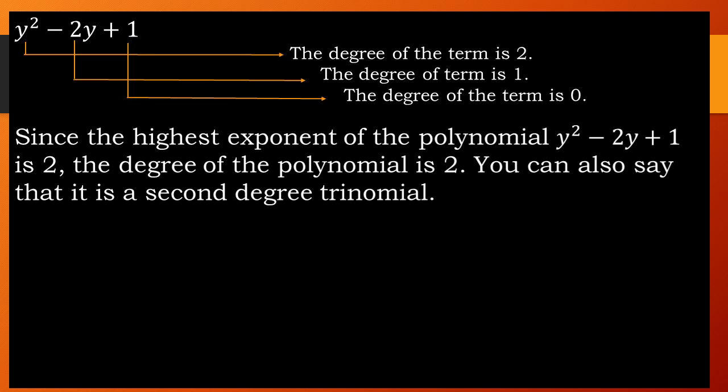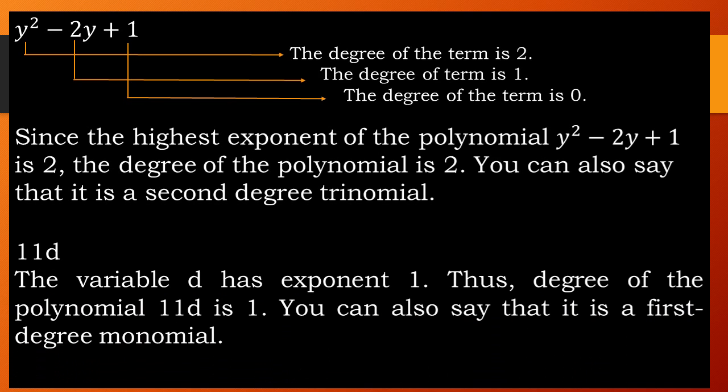The last term is 1, so the degree of the term is 0. Since the highest exponent of the polynomial y squared minus 2y plus 1 is 2, the degree of the polynomial is 2. You can also say that it is a second degree trinomial since there are 3 terms, that is why trinomial.